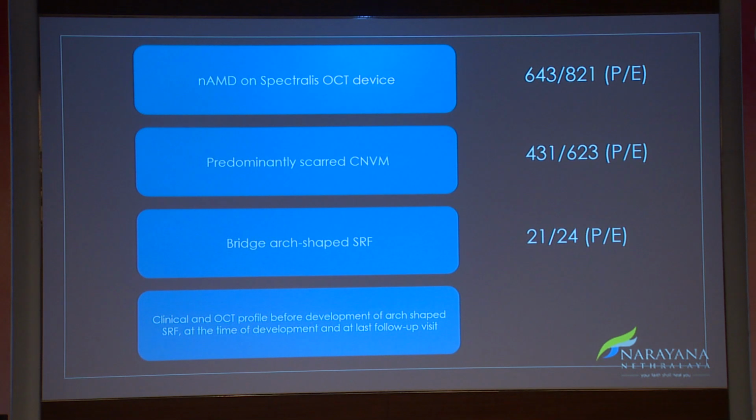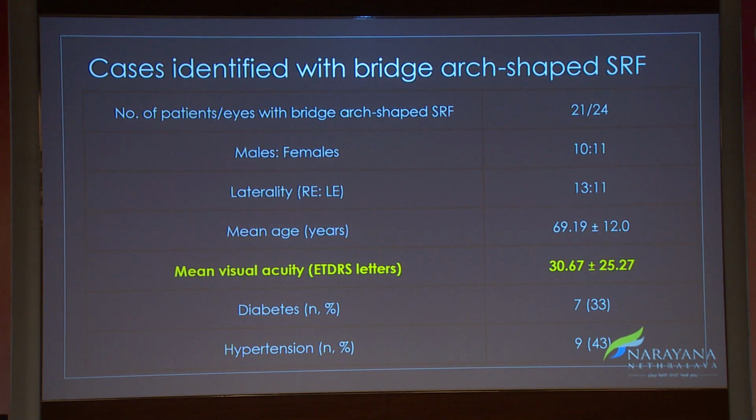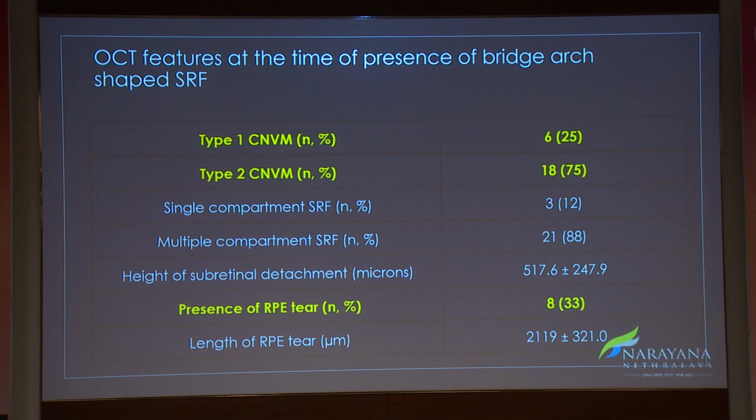So we found that there were 821 eyes with neovascular AMD, in which 623 eyes were predominantly scarred CNVMs, out of which 24 eyes had bridge arch-shaped SRF. So we saw that with the bridge arch-shaped SRF, the mean visual acuity was 30 letters, while the OCT features at the time of presence of bridge arch-shaped SRF mainly showed type 2 CNVM, accounting for 75%, and type 1 CNVM was 25%.